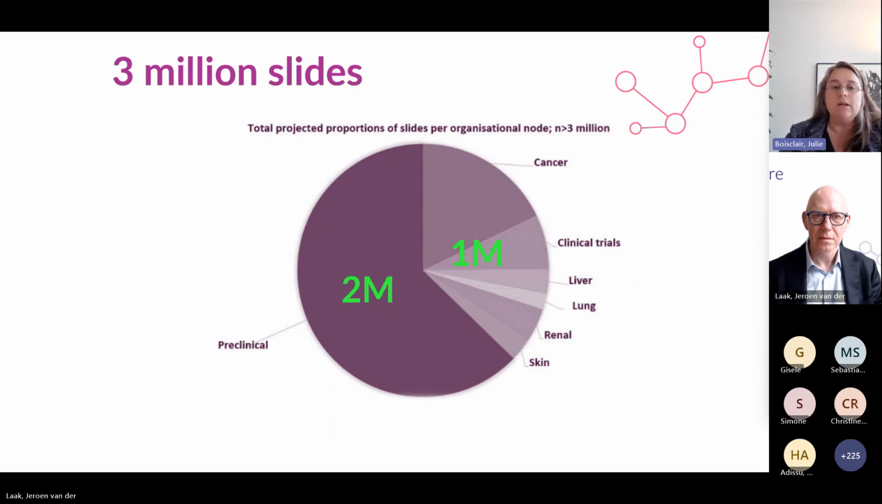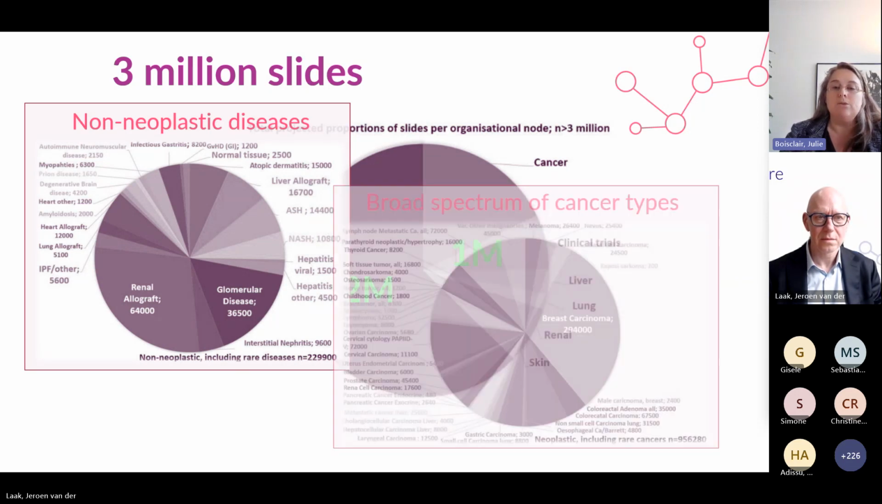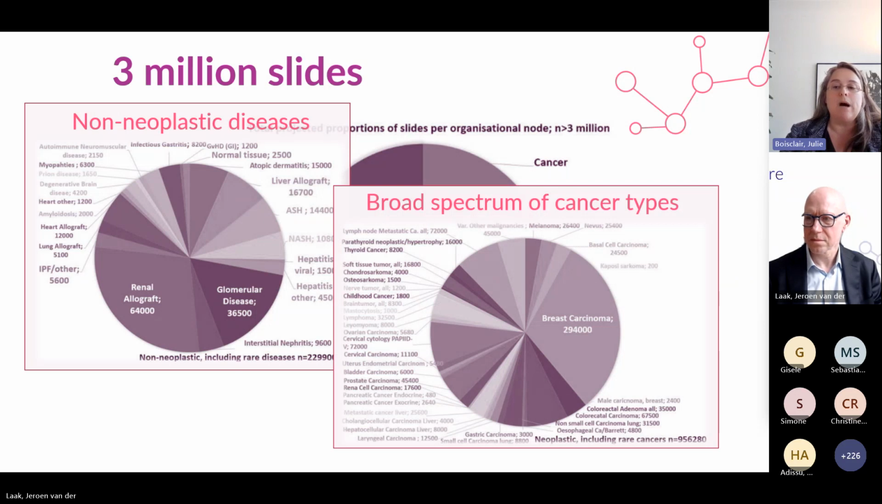And if you press again, you will see that the clinical slides, unlike a lot of the publicly available collections at the moment, will be very diverse. So for the non-neoplastic diseases, the collections are rare, so it's going to be quite diverse. And if you press again, you will see that in cancer, it's not only about prostate cancer or breast cancer. We will have way more diversity as well.